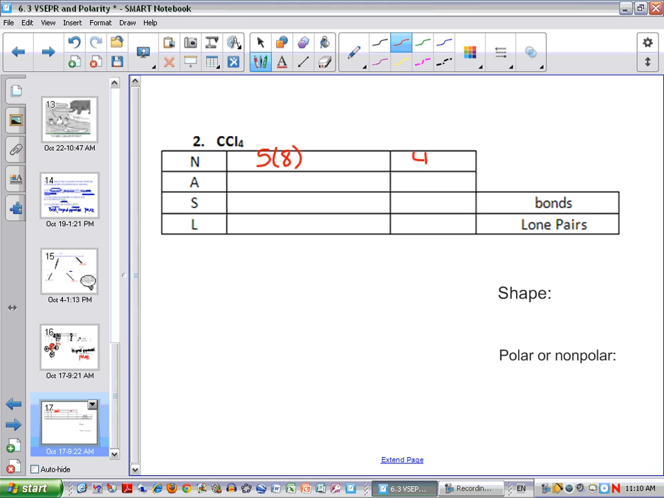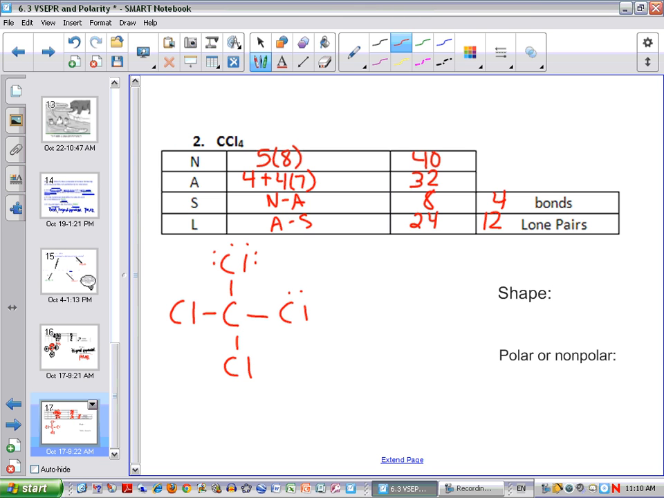We got 5 atoms that all want 8. That comes out to 40. Carbon wants 4 plus 4 chlorines that have 7. That comes out to 32. N minus A is 8. That's 4 bonds. A minus S, 32 minus 8 is 24. That's 12 lone pairs. Carbon in the middle, our chlorines all around. 4 bonds, 12 lone pairs. Shape. I got 4 things attached to the central atom, all 4 of those chlorines. 4 things. What is that other word for 4?